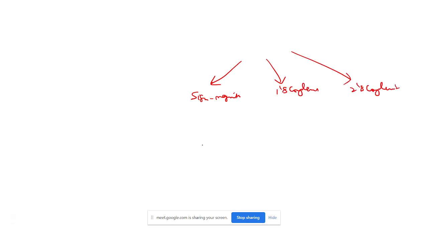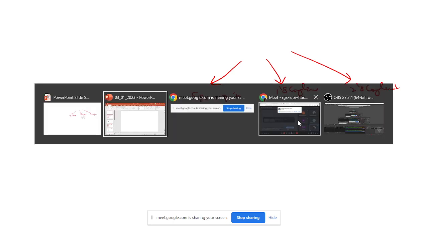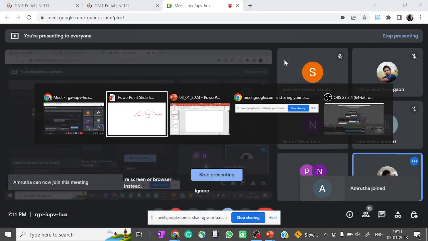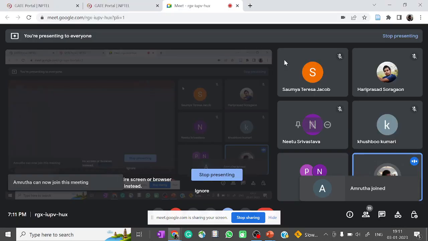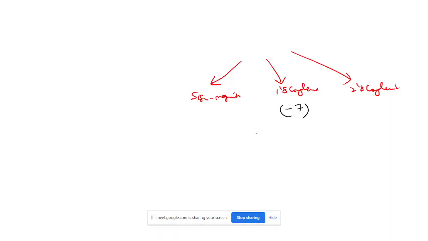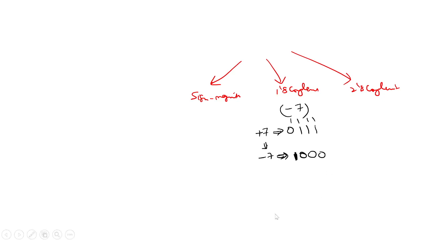Now what I'm trying to work on is how to get minus 7, right? For that you need plus 7. Plus 7 representation is 0, 1, 1, 1. Then to get minus 7, subtract 0, 1, 1, 1 from 1, 1, 1, 1. If you subtract that, 1 minus 1 is 0, 1 minus 1 is 0, 1 minus 1 is 0, right? This would be the representation.